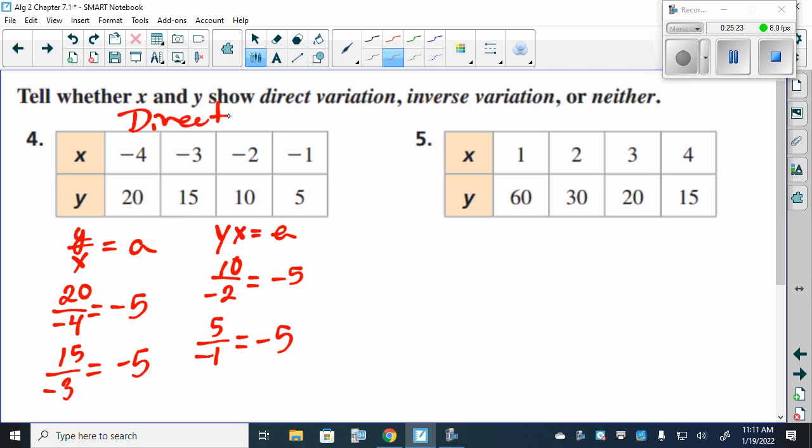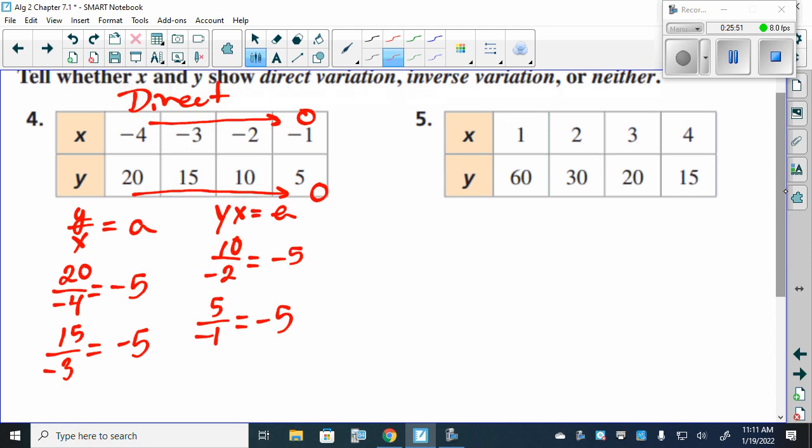direct variation. And as we look at this here for the x values, as they approach 0, as they are getting smaller, the values of y are approaching what? 0. They're both going to 0. So this here would be direct. Any questions on number 4?